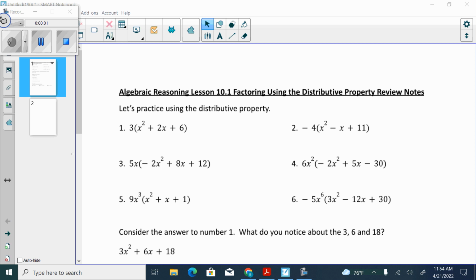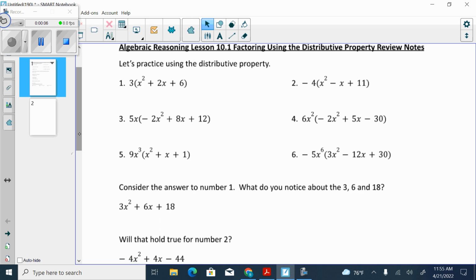We're going to use the distributive property on these first few problems here at the top and simplify them. If I distribute the 3 into this first set of parentheses, that means I'm multiplying every single term by the 3, right? So what is 3 times x squared? 3x squared. Very good. And what is 3 times 2x? 6x squared. No, 6x. Okay. And what is 3 times 6? 18. Very good.